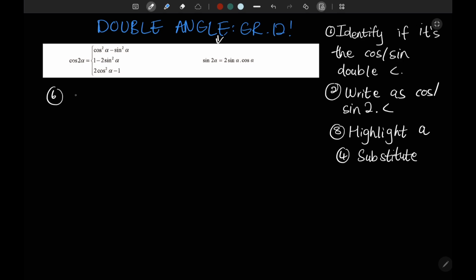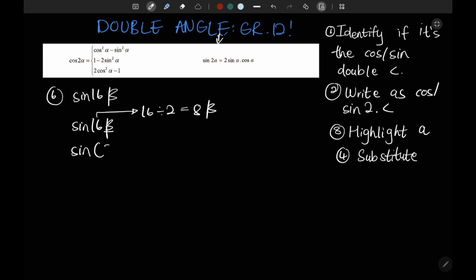Let's do sine 16 beta. What's the first step? Identify if it's the cos or sine double angle. You have sine 16 beta, which is the same as sine 2 alpha. So it's the sine double angle. Step 2, write as cos or sine 2 times your angle. We'll say sine 16 beta. What's 16 divided by 2? 16 divided by 2 is 8. We have a beta here, so it should be 8 beta. So we write this as sine 2 times 8 beta.